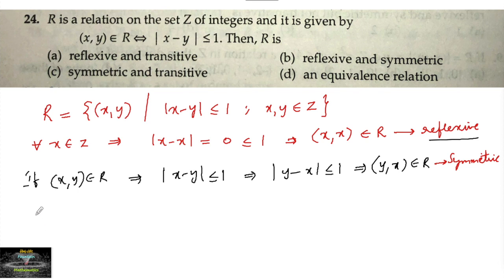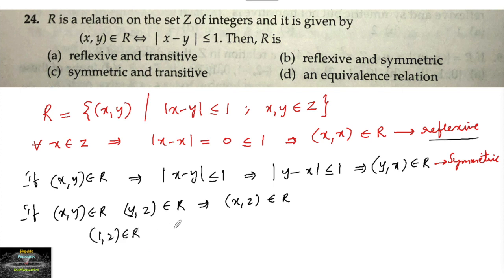And coming to the next, transitive. Suppose (x, y) belongs to R and (y, z) belongs to R, then (x, z) must belong to R. So let me take an example in the transitive case. Suppose (1, 2) belongs to R, which implies that mod of 1 minus 2 is equal to mod of minus 1, that is 1, which is less than or equal to 1, which satisfies.